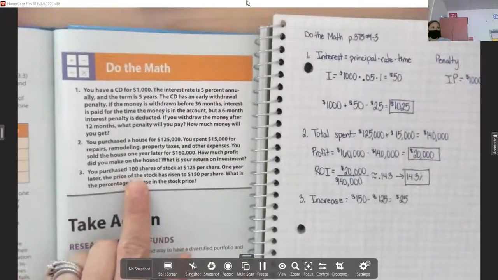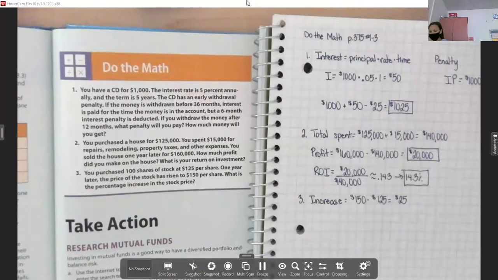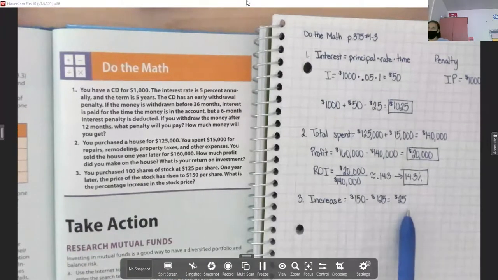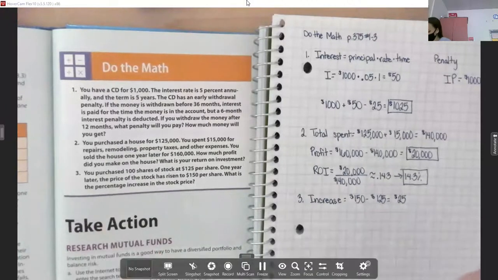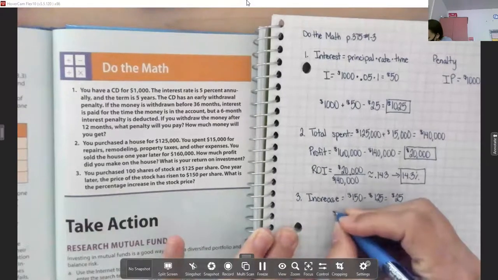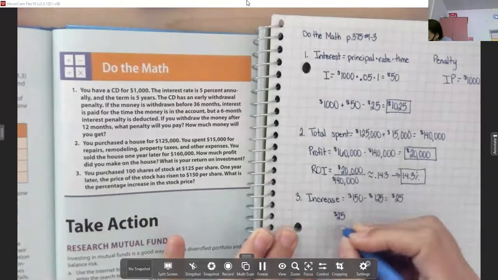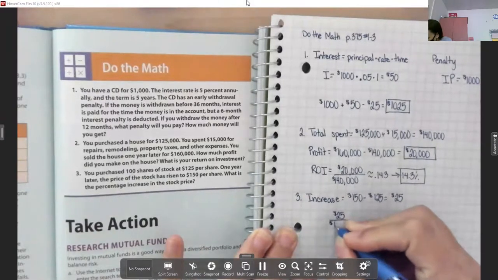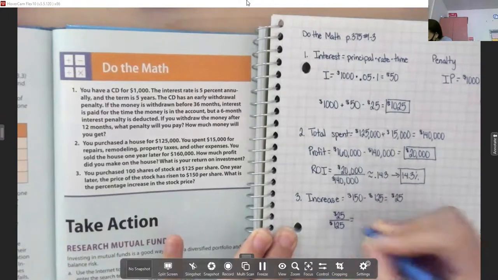The fact that you purchased 100 shares doesn't matter for what it's asking. What is the percentage increase in the stock price? So we know it went up $25 per share, but they want it as a percentage. So that's going to be $25 divided by the $125 that it costs you.